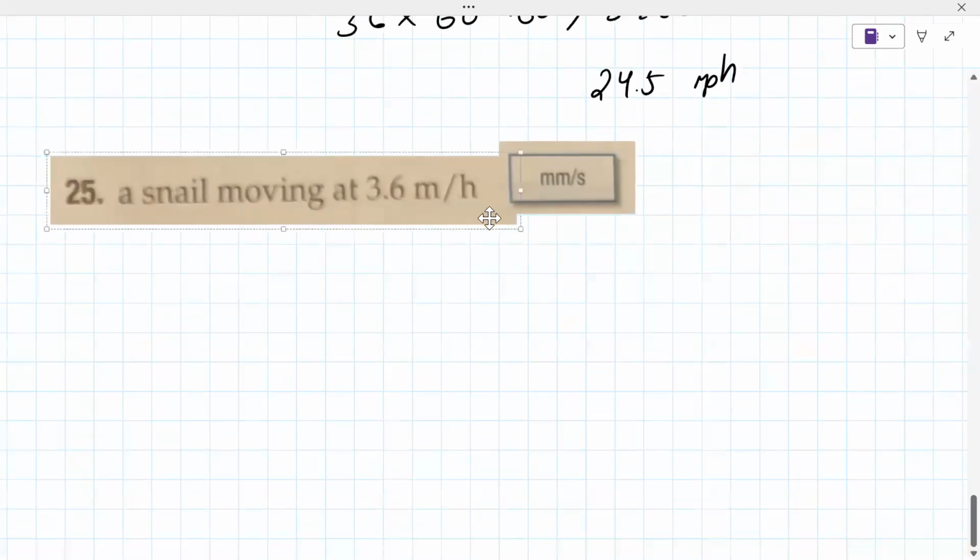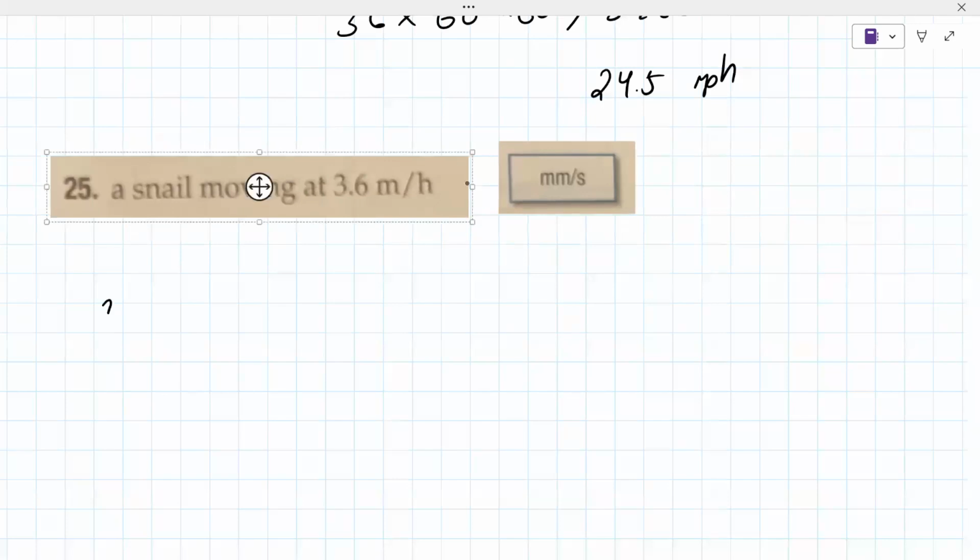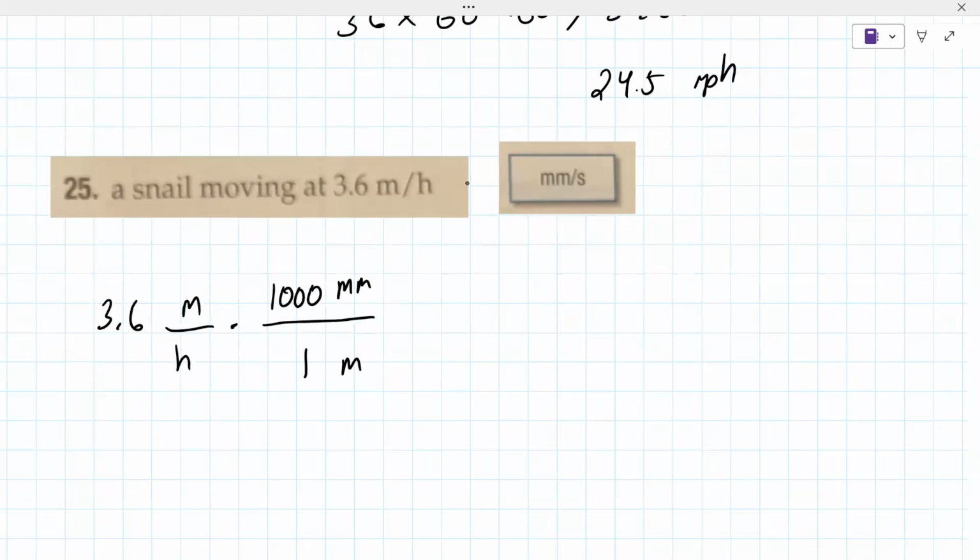All right. So you start with the given number, 3.6 meters per hour. And we'll start with the meters. So meters to millimeters. There are 1,000 millimeters in one meter. You should be given these conversions. You may want to ask your teacher for a list or hope that they don't ask you to memorize them. I'm pretty sure we'll have them.